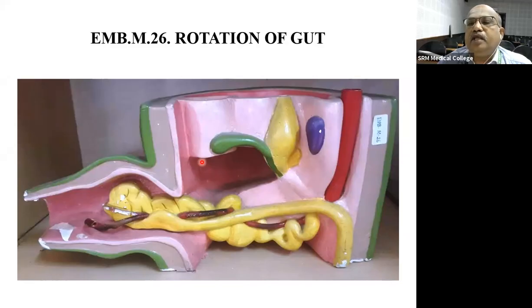So for the pancreas model, we have 3 models that we will see. So this is your rotation of gut. Rotation of gut always means the midgut. Now you see, this is your connecting stalk, giving rise to your umbilical cord. So now here, this is your midgut.